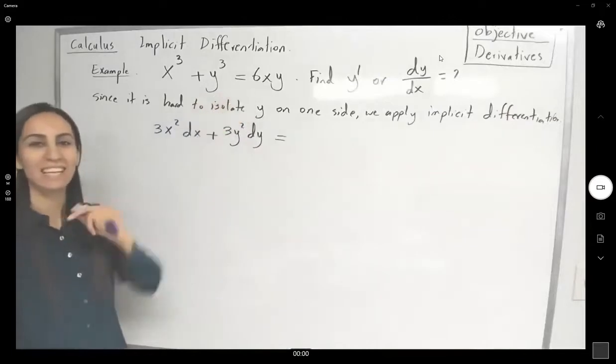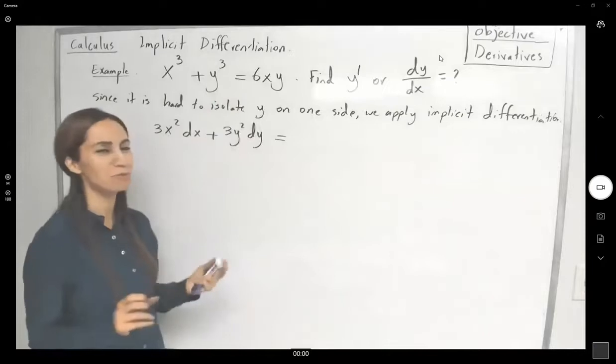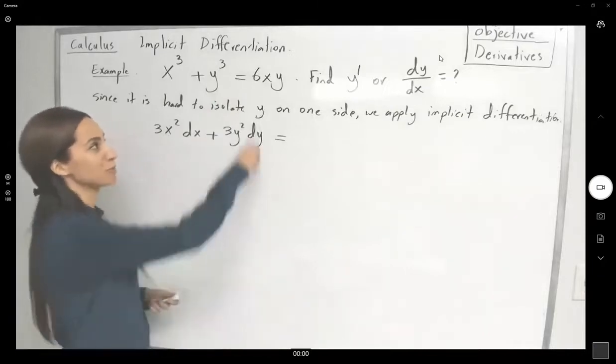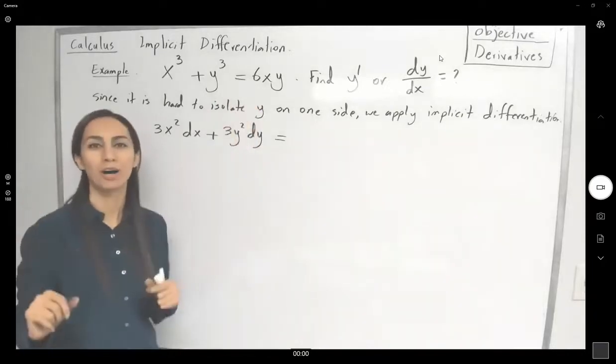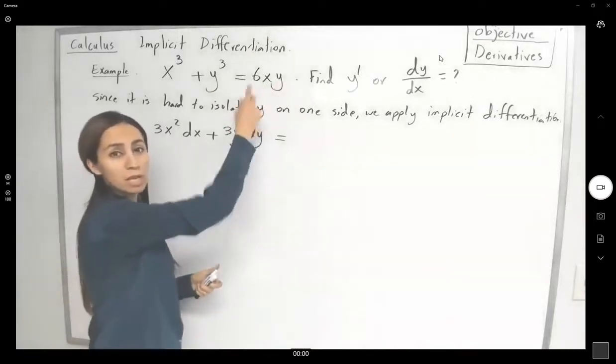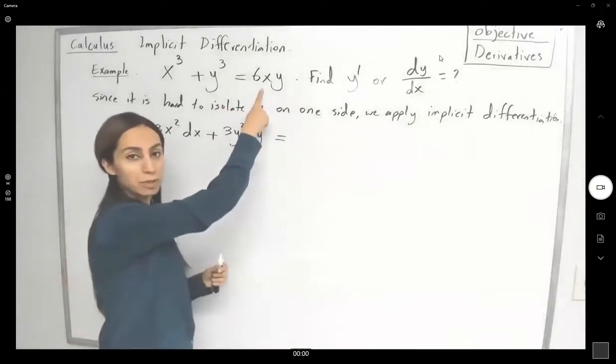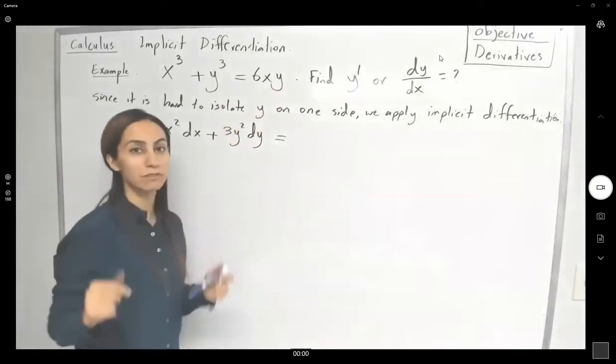So on the right-hand side, we have the multiplication between x and y. So we need to be very careful here. Why? Because we have to apply the product rule. We need to take the derivative with respect to two variables. It's a multiplication of two variables. We take the derivative with respect to x, then we take the derivative with respect to y.